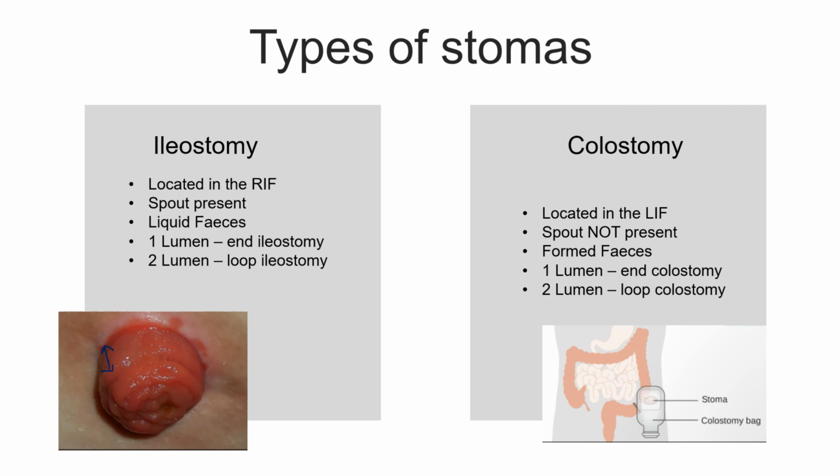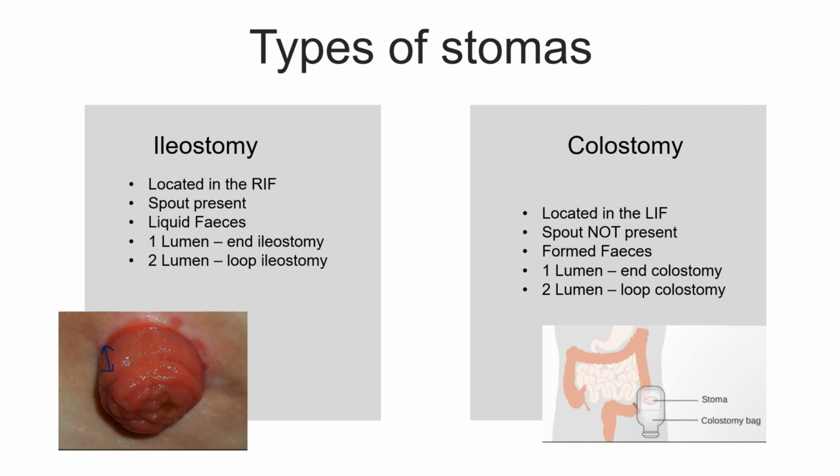Now, sometimes the stomas can have one lumen, called an end ileostomy or an end colostomy, or they can have two lumens, called a loop ileostomy or a loop colostomy. So a one lumen, i.e. end ileostomy or end colostomy, refers to a permanent stoma. The patient will be living with the stoma for the rest of their life, whereas two lumens suggests that the stoma is temporary. Okay, now I'll explain this further as we talk about the different types of colectomies, but sometimes the stomas can be reversed. Two loops of bowel can be rejoined together in the future.